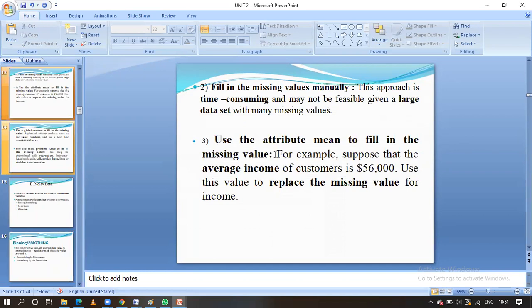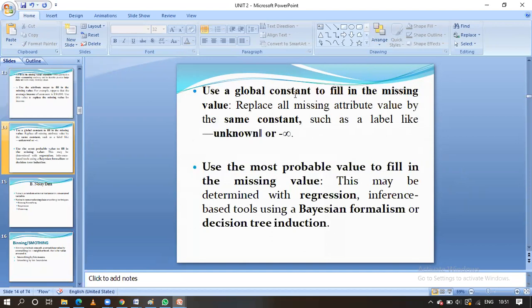The next one is filling the missing value with the attribute mean, taking the mean of the attribute and putting it in the missing values. The next one is filling the missing values with a global constant, like infinity or unknown, using such class labels. And the next one is the most probable value, where we take the probability of that particular value.